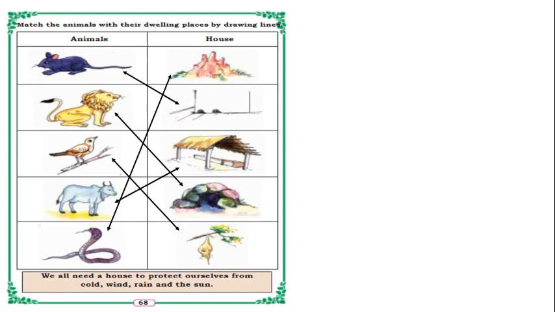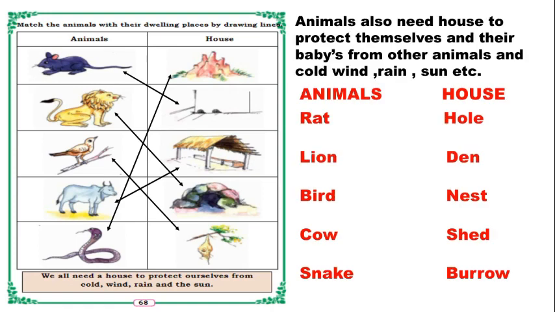So children, in the first page we came to know we all need a house. Even animals too need a house, isn't it? Yes. Why do animals also need a house, children? Animals also need a house to protect themselves and their babies from other animals and cold, wind, rain, sun, etc. So here, children, in this page you can see some animals, and on the right side their houses. So we have to match the animals with their house.